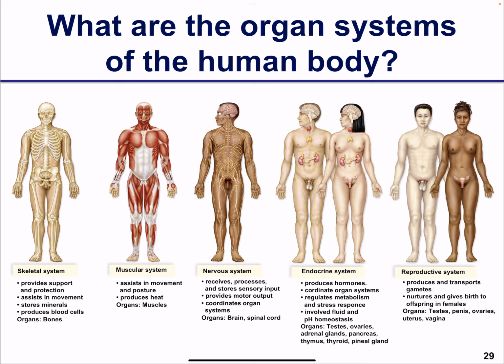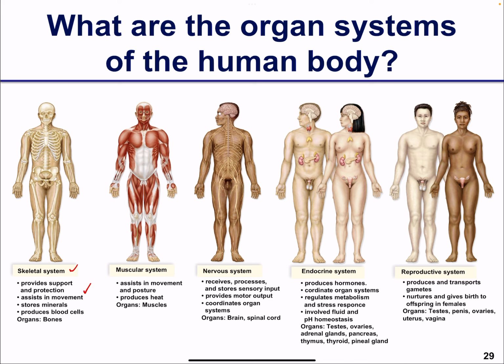Then we are going to have the skeletal system. The skeletal system is going to provide support. That's why we can hold an upright position. Without the skeletal system, we wouldn't be able to hold that upright position, right? The skeletal system is going to allow us to run, right?